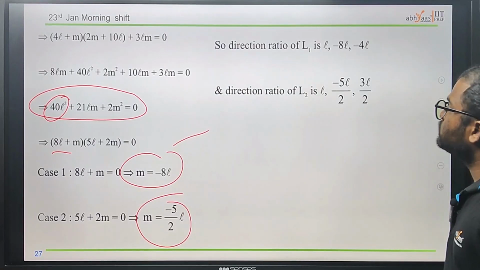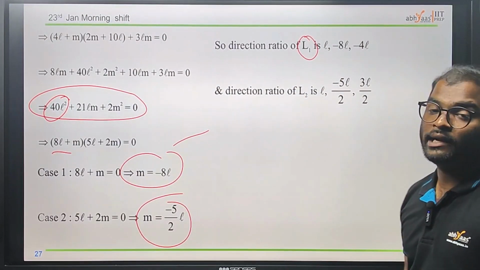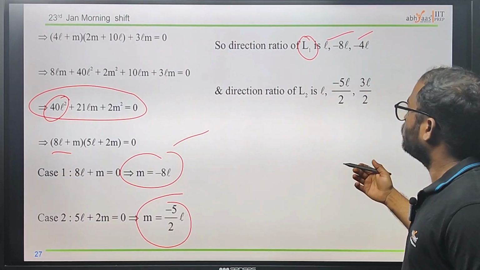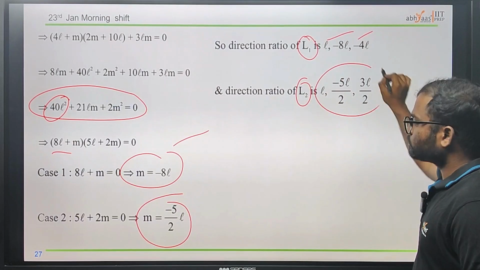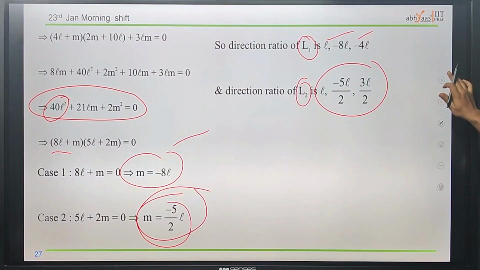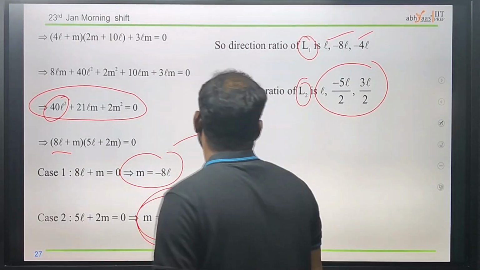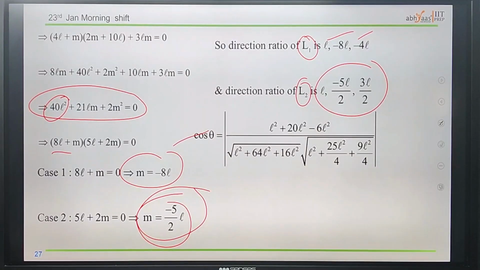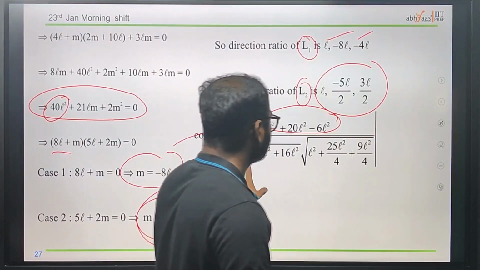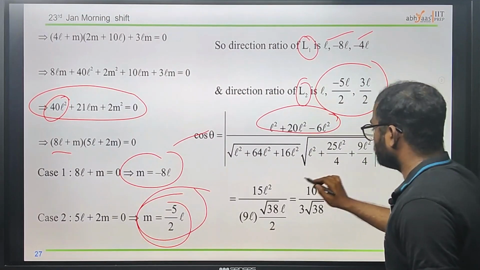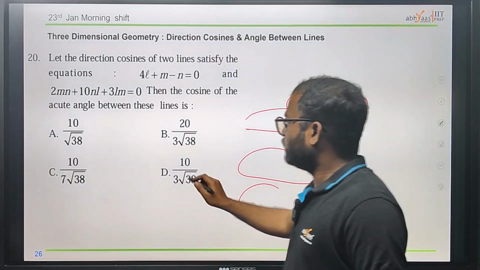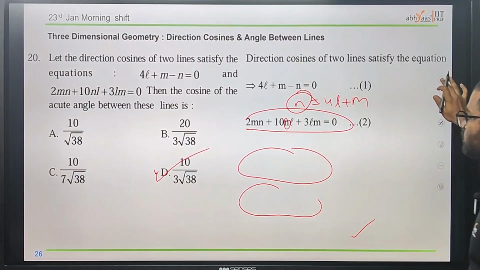Now from the direction ratio of L1, making it in terms of L only, we'll get L, minus L, minus 4L. And the direction ratio of L2, only by using these m values, by using n and m. Now we got the direction ratios of L1 and L2 in terms of L. Now just use the formula for cos of the acute angle and substitute those values. We can easily solve this to find the angle. This is nothing but 10 by 3 root 38. D is the correct answer.